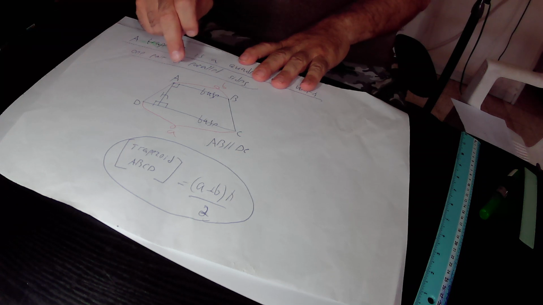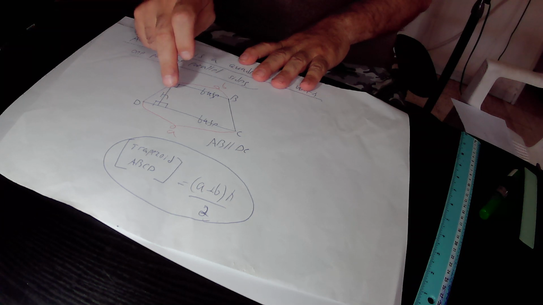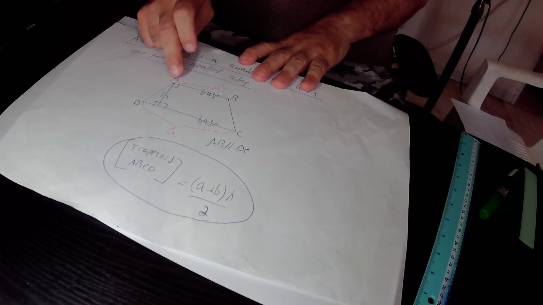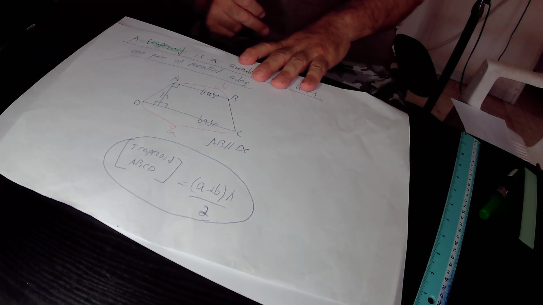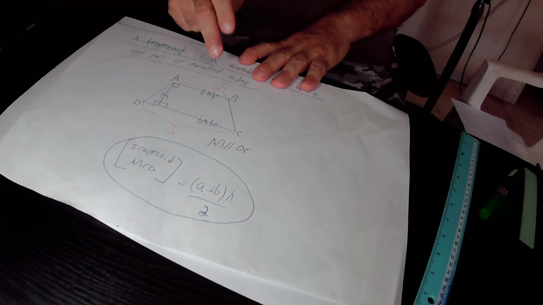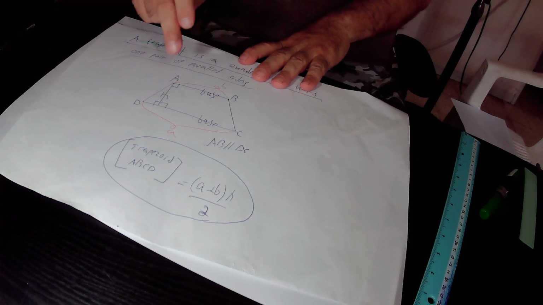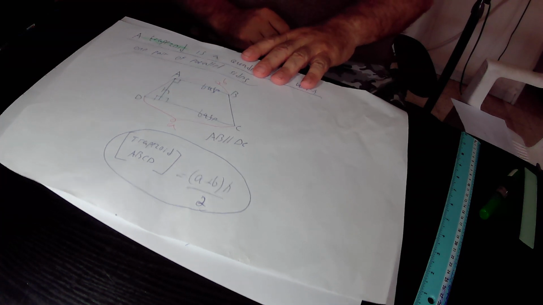The height h must create 90 degrees with the two parallel bases. You can see that the height h creates 90 degrees with the base DC, and the height h also creates 90 degrees with the other base AB. So in total, the area of trapezoid ABCD equals the sum of its two parallel bases, A plus B, times the height h over 2.